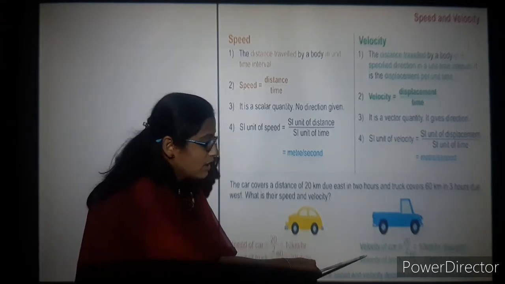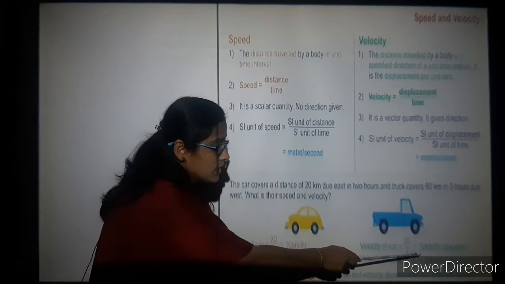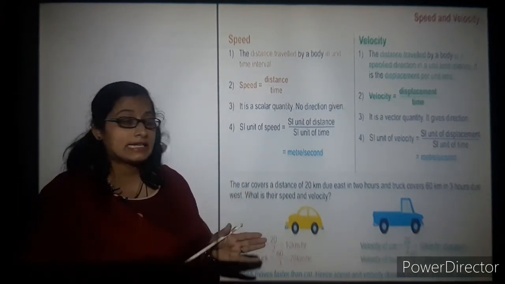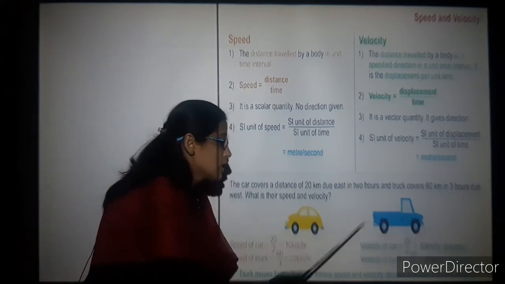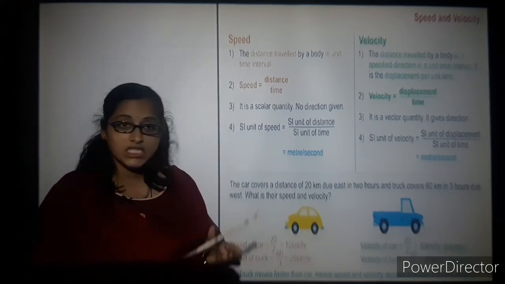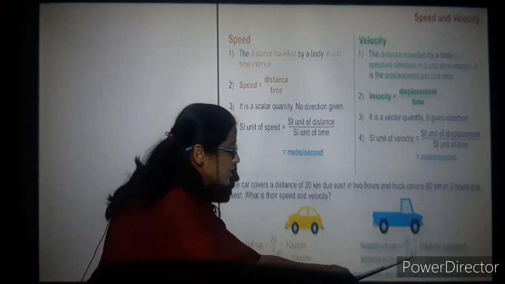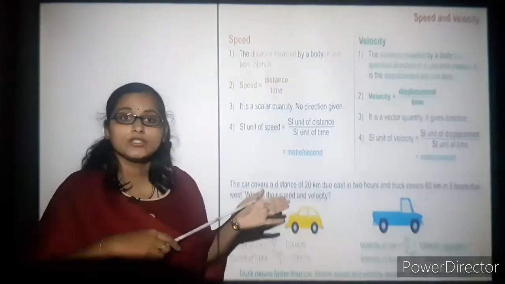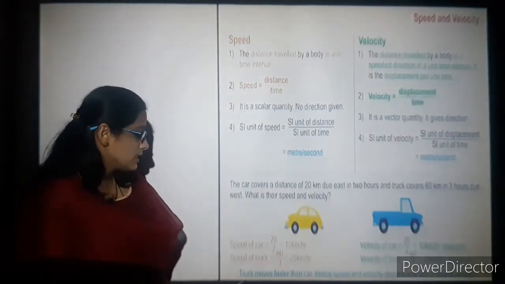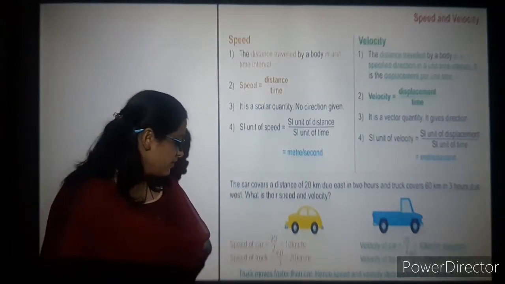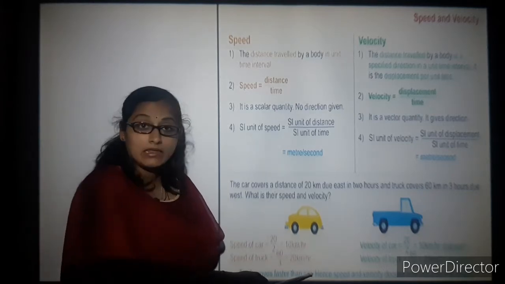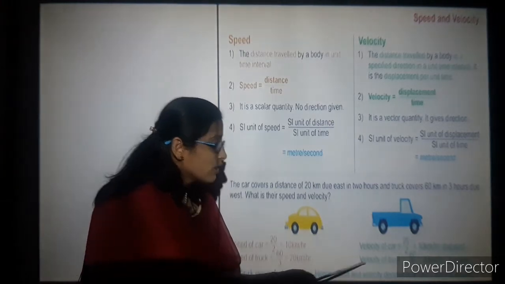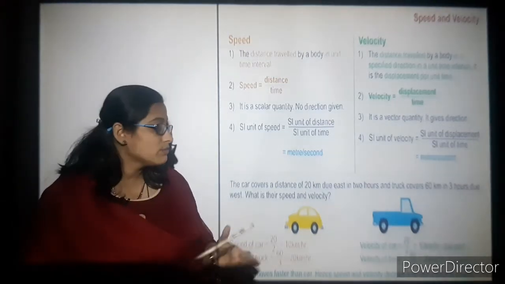So the velocity of the car is 20 by 2, that is 10 km per hour, where you are telling the direction. So the direction is due east. The velocity of the truck is 60 by 3, that is 20 km per hour, and you are mentioning the direction here, it is due west. So you can see which is moving faster here. The truck moves faster than the car. Hence, the speed and velocity decide for that particular body in its movement.